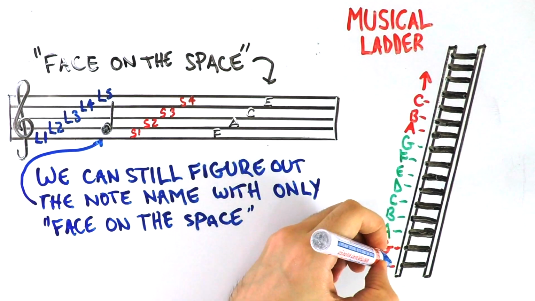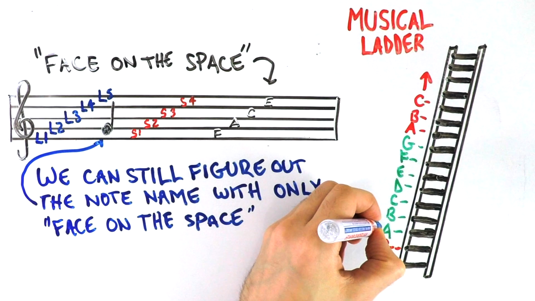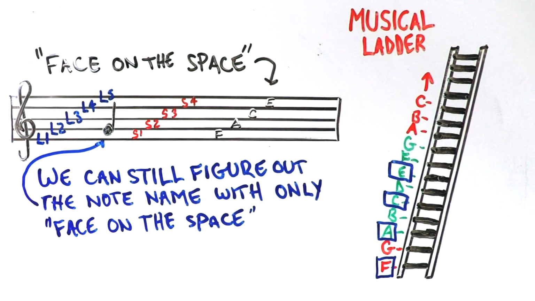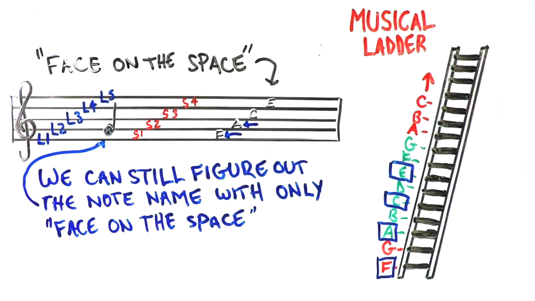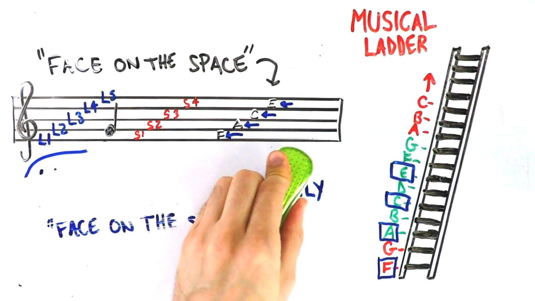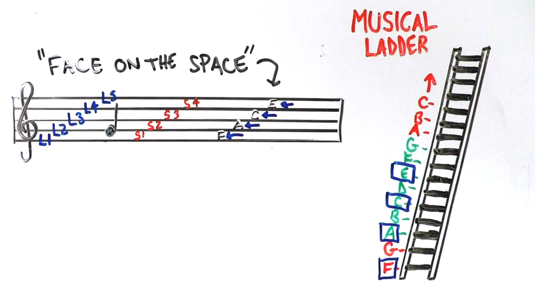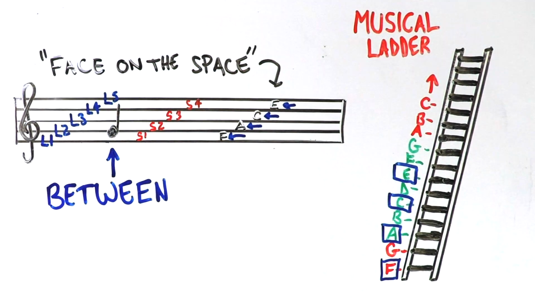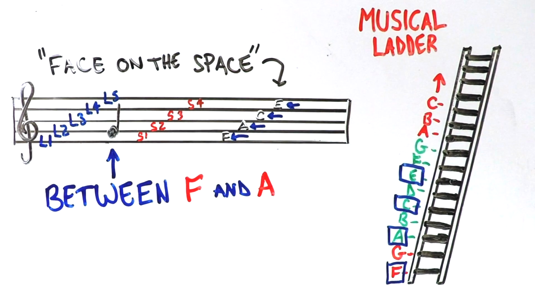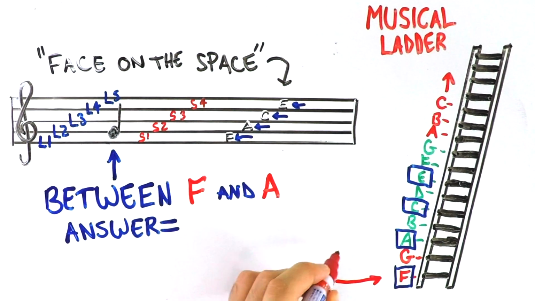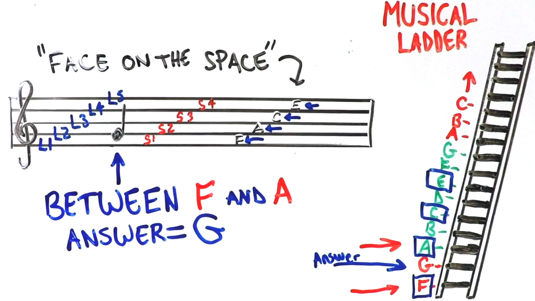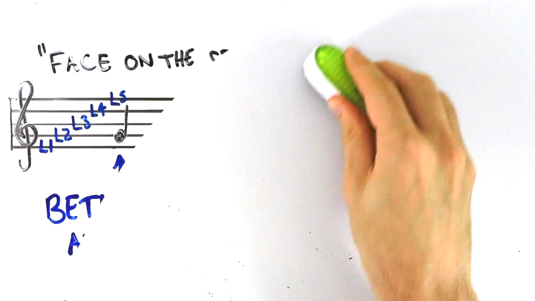And speaking of face on the space, this F here, this A, this C, and this E are the letters that spell face. So that would be the F-A-C-E that would actually go on the spaces of the staff. And if we have another look at our challenge from the last episode, we would see the note is between the F and the A. Well, if we look at our ladder, the only note that is between those two is a G. And that's how we get the answer. Did you get the right answer? Let me know in the comments below.